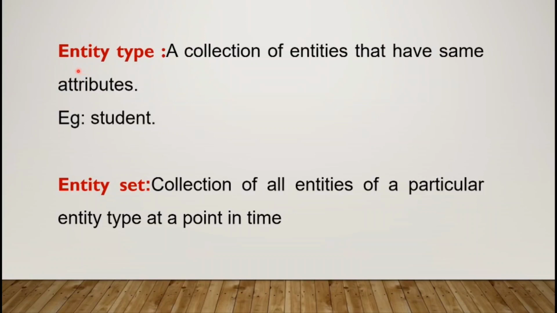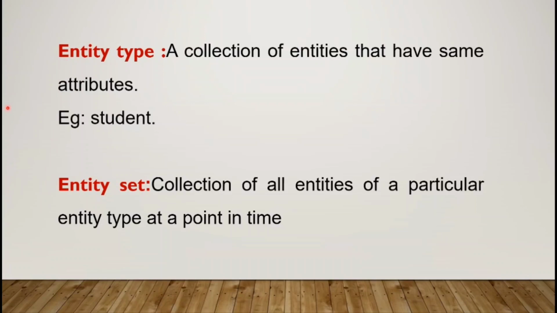The next terminology we are going to learn is entity type. What is an entity type? It is a collection of entities that have the same attributes. For example, student. A student can have roll number, age and gender in common. For all the students, these attributes can be the same. Hence, it is considered an entity type.